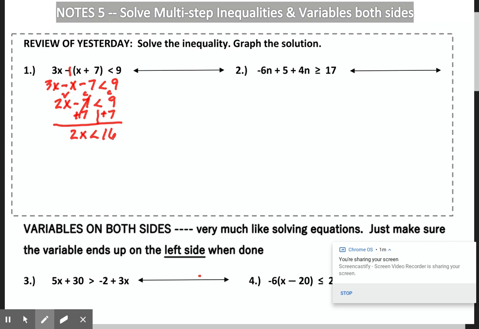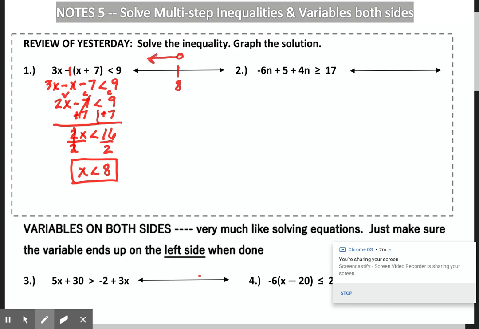And the inverse of multiplication is division, so we're going to divide both sides by 2. And we have x is less than 8. The inequality symbol stays the same because the number 2 that we are dividing both sides by is positive. And then we can go up here to the number line, just a basic number line, put our 8 there. Since it's just less than without the equal sign, it's going to be an open circle, and less will be left.